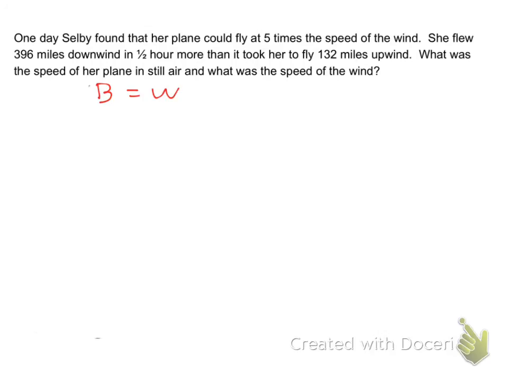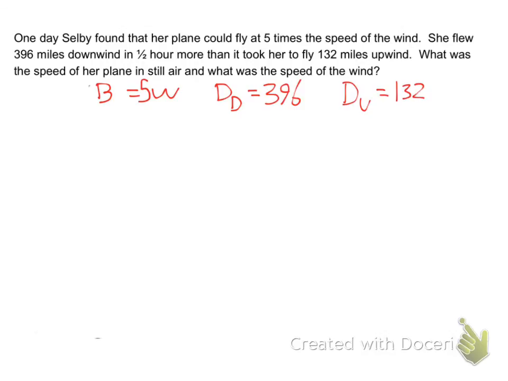No. She can do what? Her plane can fly 5 times the speed of the wind. So that means B is equal to 5W. Would you guys agree with that? Do we know distances? What's the distance down, or with the wind? 396. Do we know the distance up? 132.